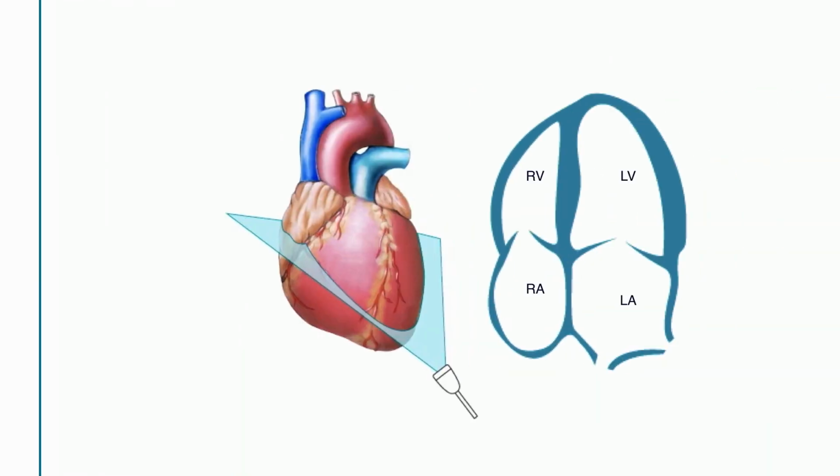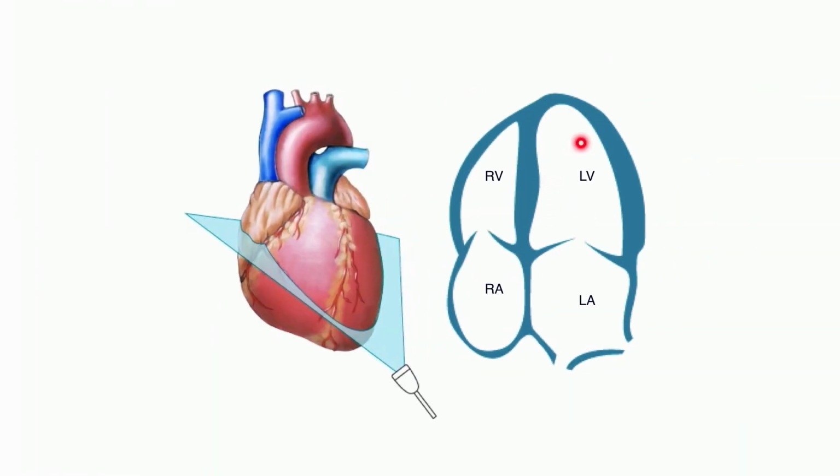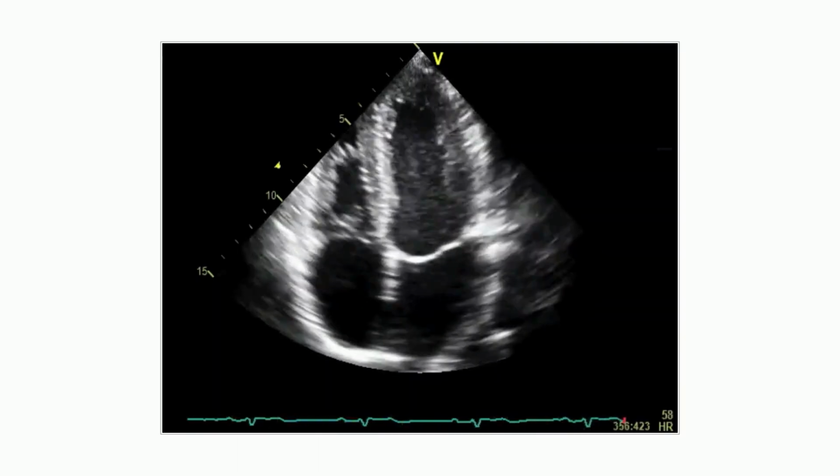Let's review briefly what we just saw. We saw an apical 4-chamber view. We saw the left ventricle, the left atrium and the mitral valve, the right ventricle, the right atrium and the tricuspid valve. And here is a 4-chamber view.